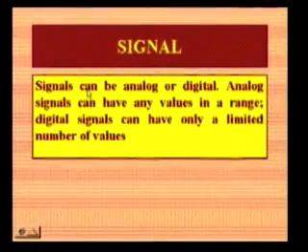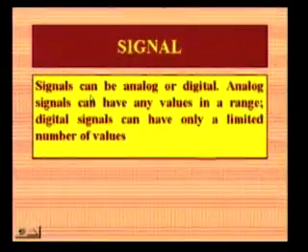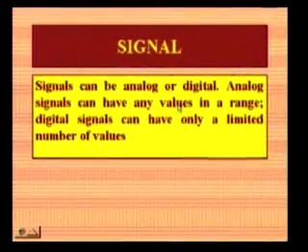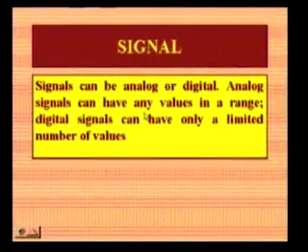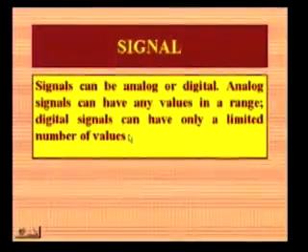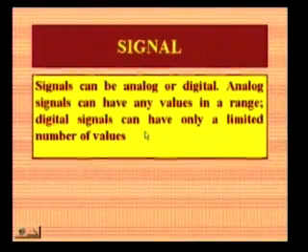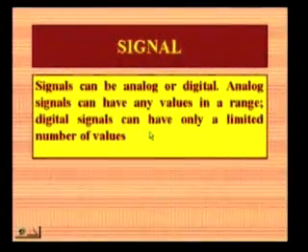Now the signal, again you have to understand it could be an analog signal, it could be a digital signal. And what is the difference between analog signals and digital signals? The analog signals can have any value in the range, whereas a digital signal has very discrete values or a limited number of values, 0 or 1 and so on. So this is the difference between analog signal and digital signal. Both types of signals are basically used in transmissions.